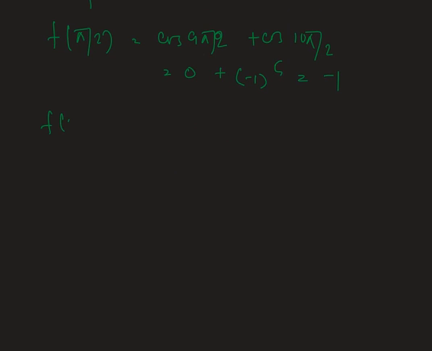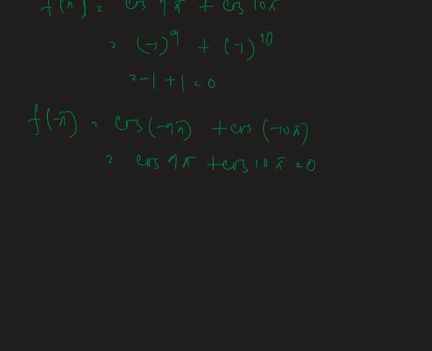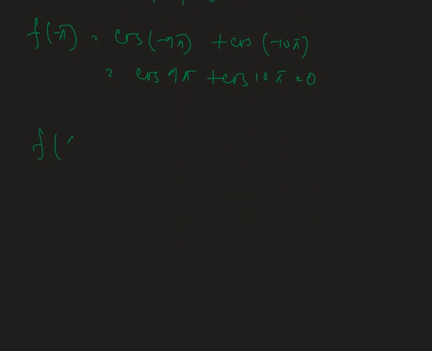Now the next one is f of pi, which is equal to cos of 9 pi plus cos of 10 pi, which is equal to minus 1 to the power 9 plus minus 1 to the power 10 here. Therefore, we get 0. Now, the next one is f of minus pi. That is cos of minus 9 pi plus cos of minus 10 pi, which results in cos of 9 pi plus cos of 10 pi, that is same as the above, which also results in 0.